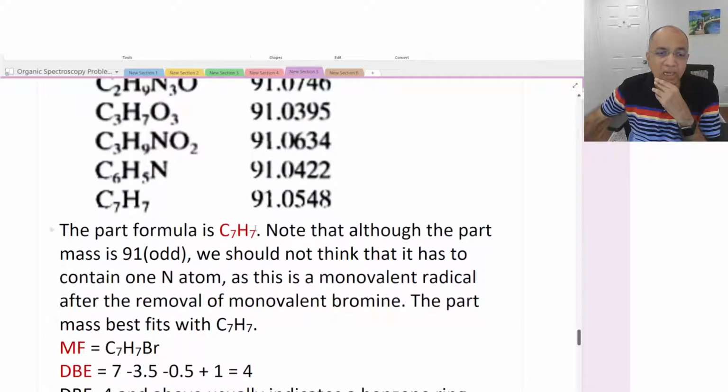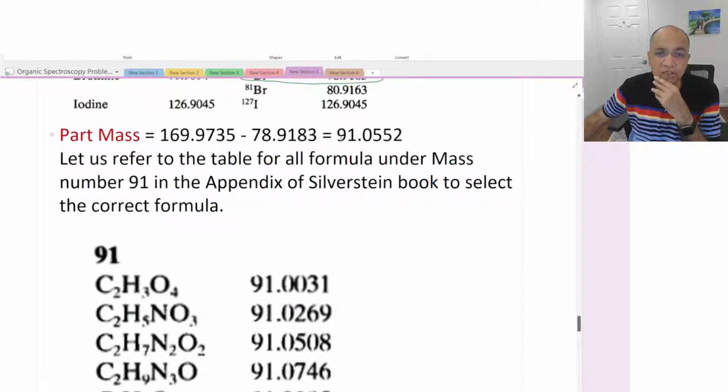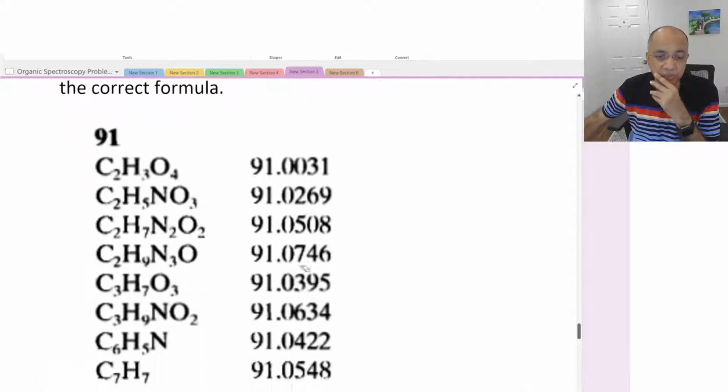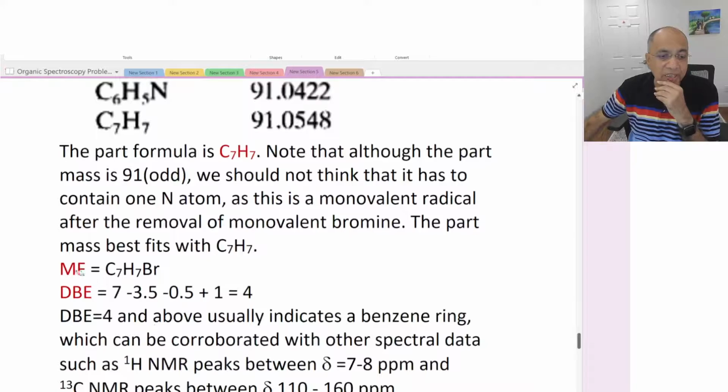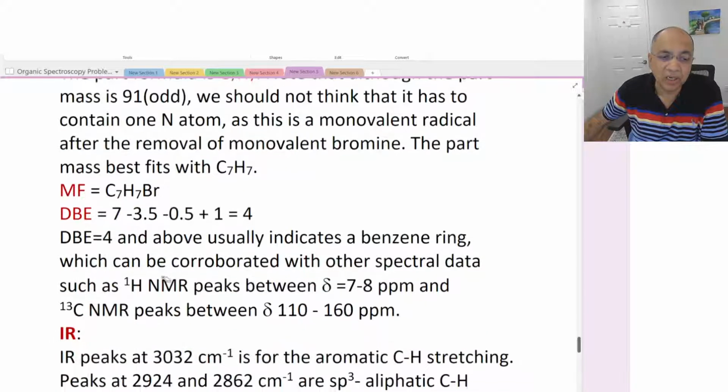So the part formula from the part molecular mass is this one, and bromine is to be added. So the molecular formula now becomes C7H7Br. Now the DBE, double bond equivalent, is 7 minus 7 by 2, minus 1 by 2 for the halogen, plus 1, which comes to 4.